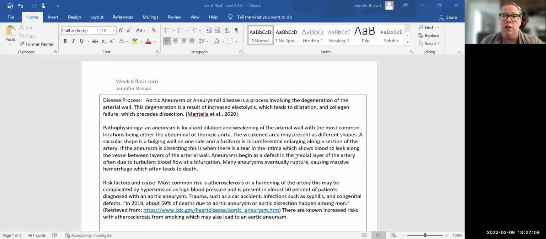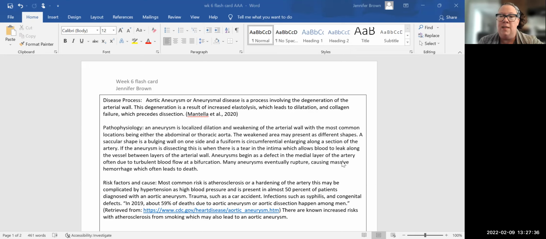So the pathophysiology is an aneurysm is localized dilation and weakening of the arterial wall, with the most common locations either being in the abdominal or thoracic aorta. So the weakened area presents sometimes as different shapes. A saccular shape is like a bulging wall on one side, and a fusiform is circumferential, which is enlarging along an entire section of the artery.